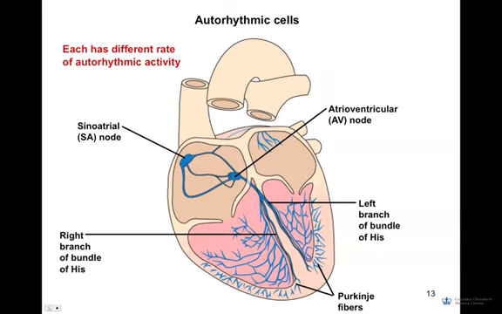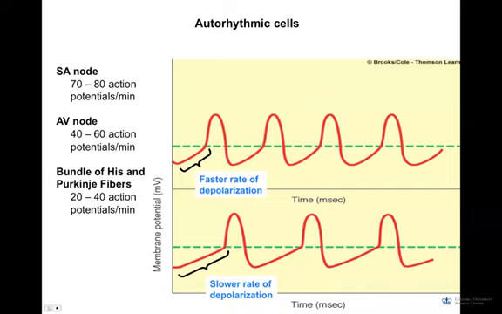So three primary locations: the SA node, the AV node, and the left and right branches of the bundles of His, which are also associated with the Purkinje fiber system. These three locations tend to fire action potentials at different frequencies. The SA node tends to fire between about 70 to 80 action potentials per minute.